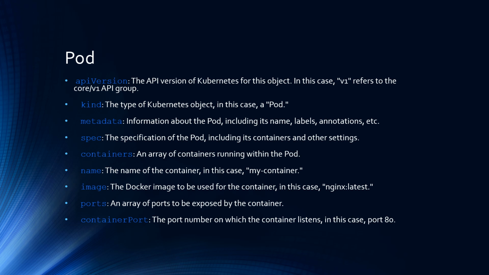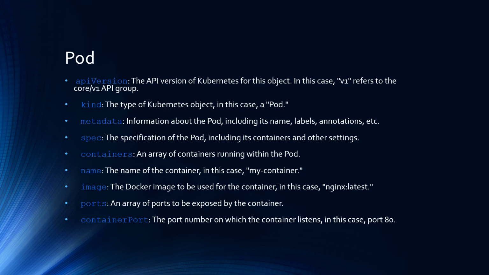Starting with the API version, v1 refers to the core/v1 API group. This is one of the most stable and widely used API versions in Kubernetes. Different objects might require different API versions, and it's important to use the correct one for compatibility. The metadata section is more powerful than it might first appear. While we're only using the name field here, you can also add labels and annotations. Labels are key value pairs used for organizing and selecting objects, while annotations allow you to add non-identifying metadata for tools and libraries.